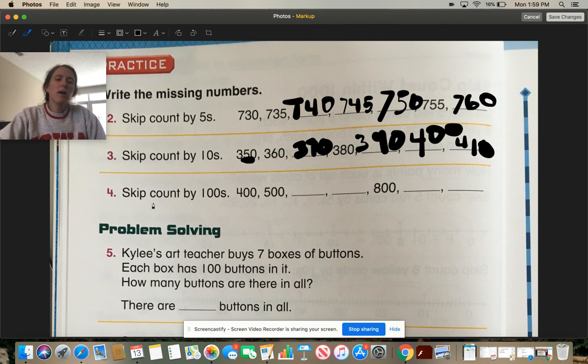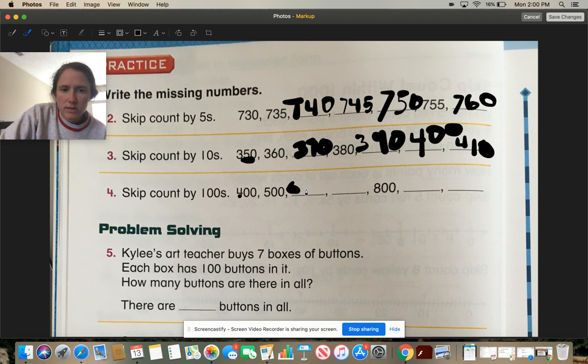Now let's count by a 100. So we're looking at the hundreds place. So 400 plus 100 would be 500, plus 100 would be 600. Plus 100 would be 700.